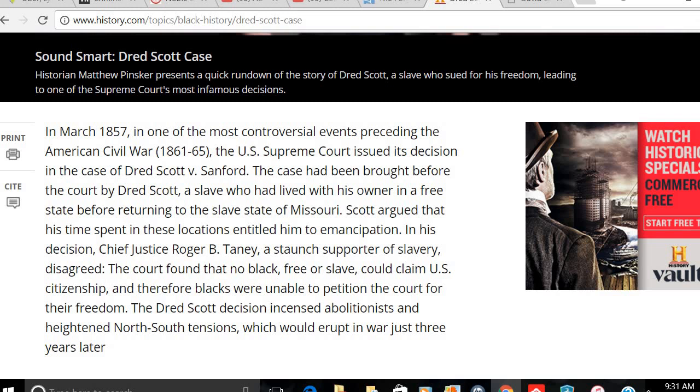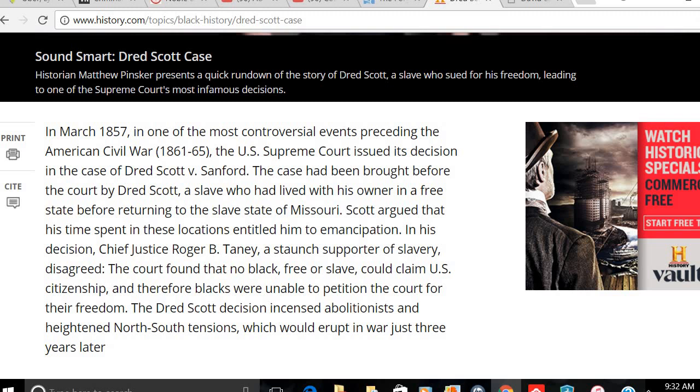The Dred Scott decision enraged abolitionists and heightened the North-South tension, which would erupt in war just 3 years later. Okay, so we know that a lot of the wars were dealing with a lot of the tribes, some of whom approved of slavery, some of whom didn't. Get The Forgotten Cause of the Civil War. Excellent book. All right, so now we're going to go over to the 14th Amendment.